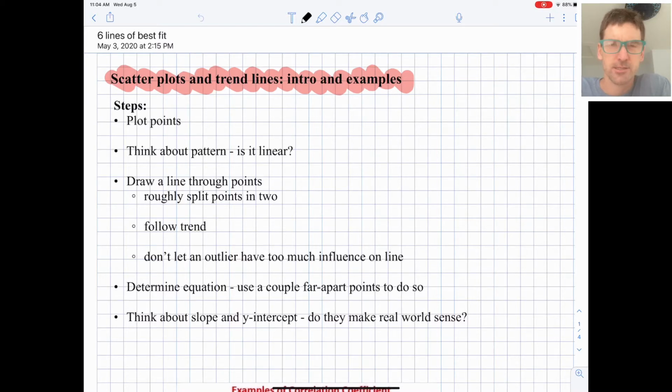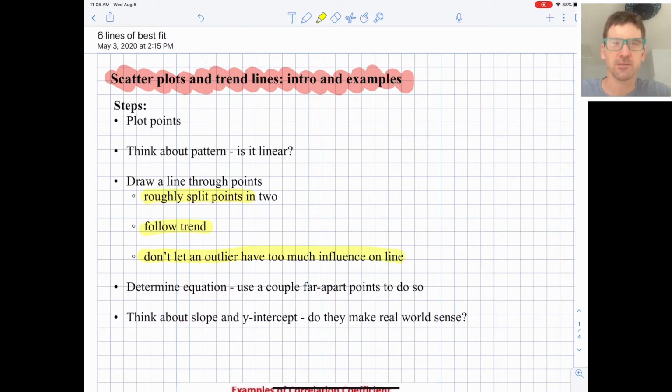Draw a line through the points. That doesn't mean you need to connect 2 points. You want to roughly have your line go through the middle of the points and follow the general trend of the data. But there are no hard and fast rules to follow. There is a formal algorithm called linear regression that will always get you the sort of best fit of a line. But when we're fitting a line by hand, we're going to eyeball it a little bit and we'll all get slightly different answers.